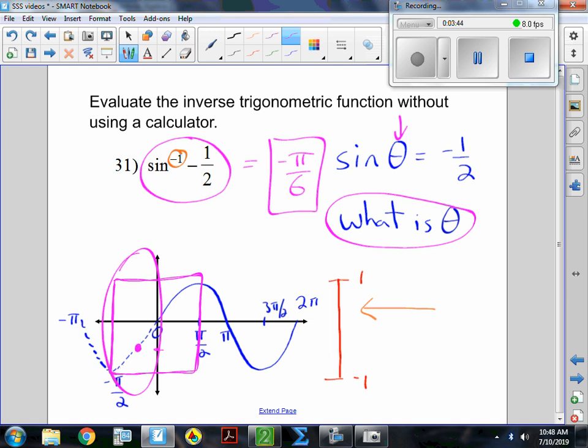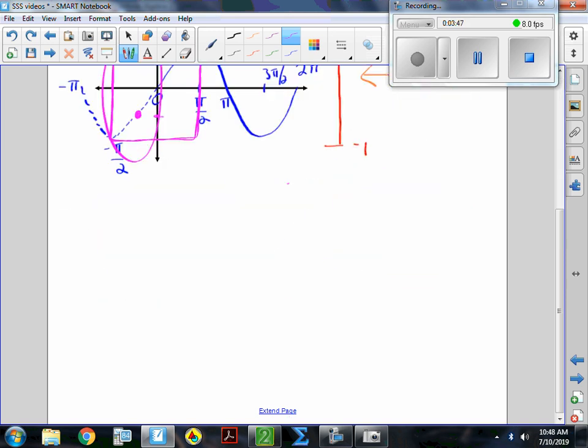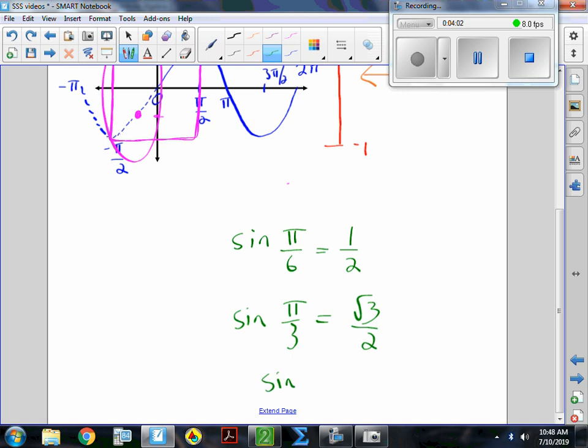You need to know your basic values really well to be able to do this. So for example, you need to know that sine of pi over 6 is equal to 1/2, the same thing as sine of 30 degrees. Sine of pi over 3 is equal to root 3 over 2, or sine of 60 degrees. Sine of pi over 4 is equal to root 2 over 2, or 1 over root 2. That way you can use those as reference angles as we go. So you need to know those for sine, for cosine, for tangent really well.